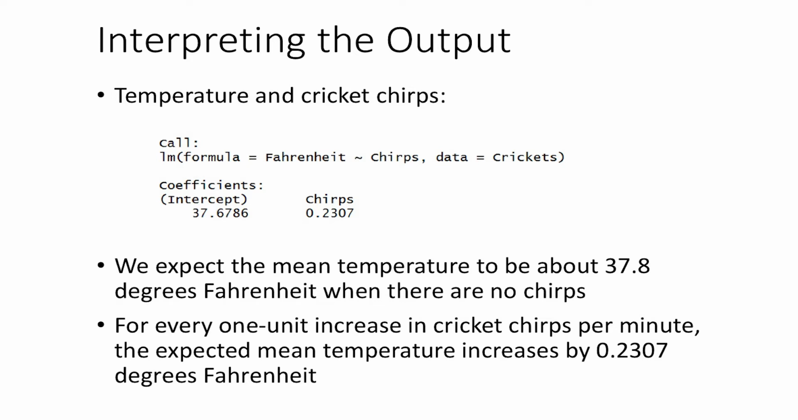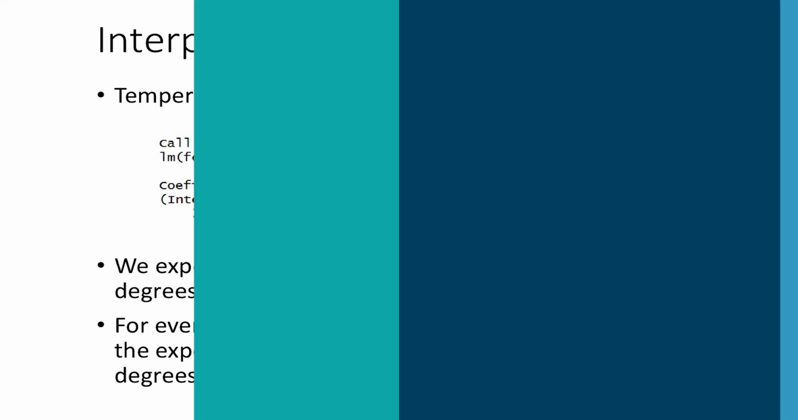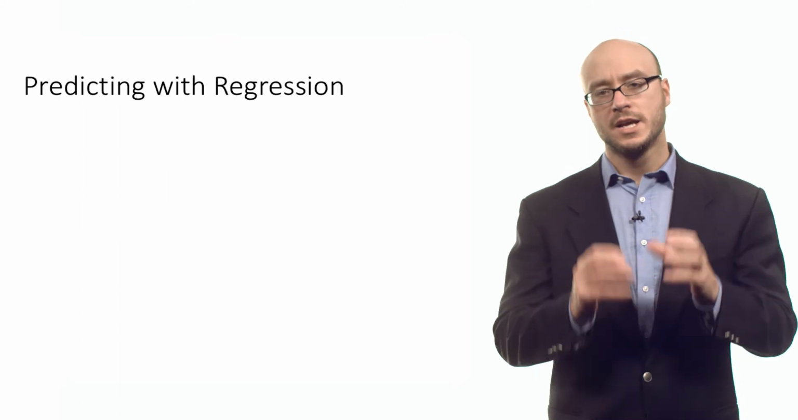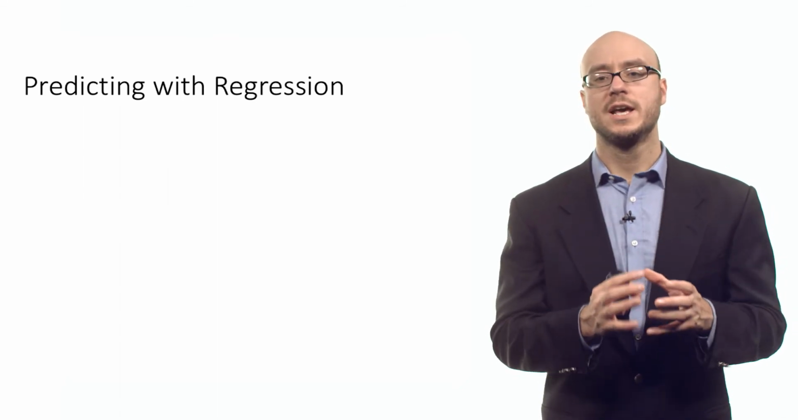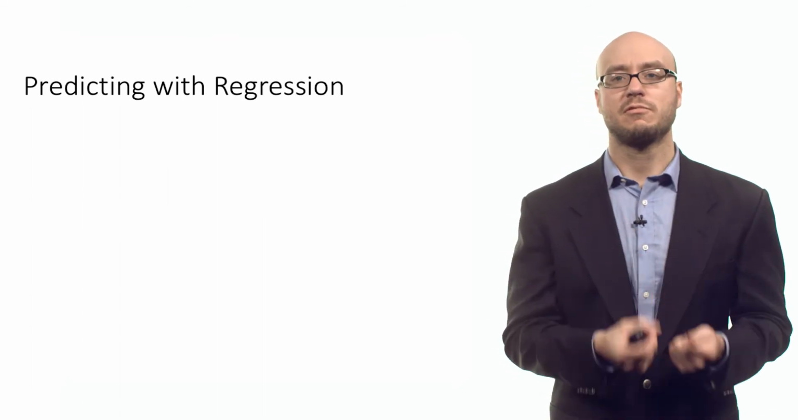What the intercept tells us is the expected mean temperature when x equals 0. So in this case, we expect the mean temperature to be about 37 degrees roughly when there are no cricket chirps. The slope tells us that for every 1 unit increase in cricket chirps, the expected mean temperature is going to increase by 0.23 degrees Fahrenheit.